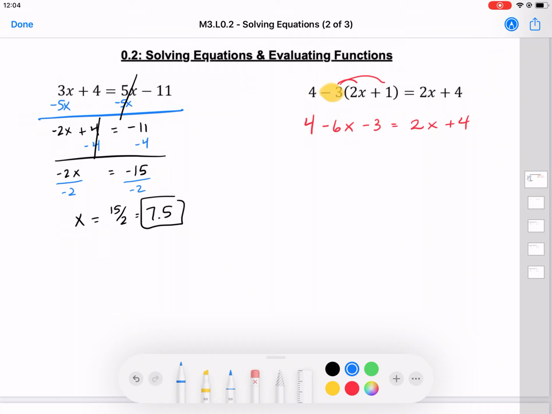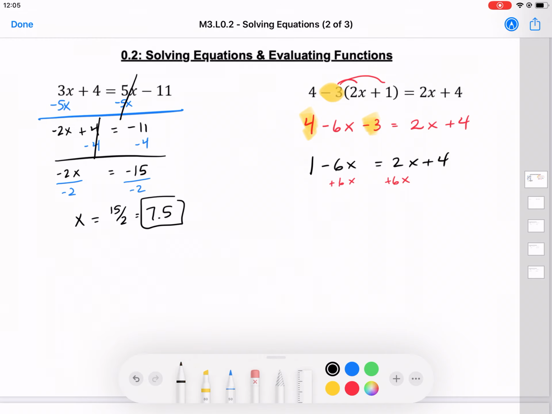So once again, before I get all the variables together, I like to combine like terms. So on this left side, I have a 4 and a negative 3. They both do not have an x, so I'm going to combine those. So 4 minus 3 is a 1, so we have 1 minus 6x equals 2x plus 4. Then I'm going to go ahead and make sure all the variables are on the same side. So I'll add 6x to both sides.